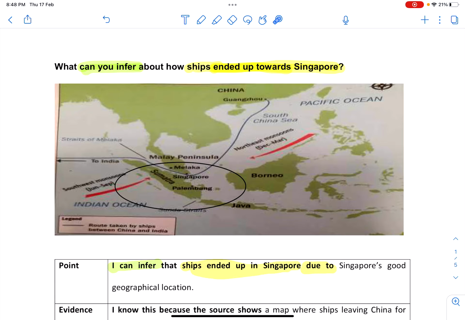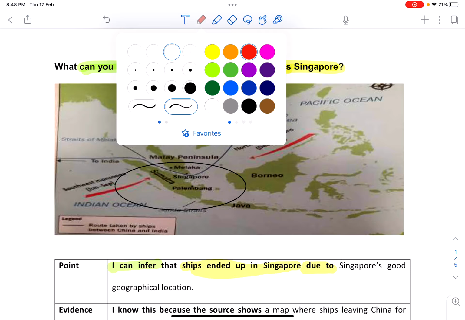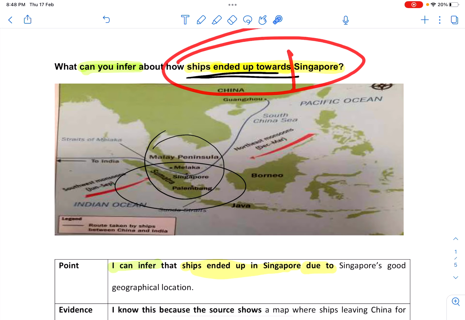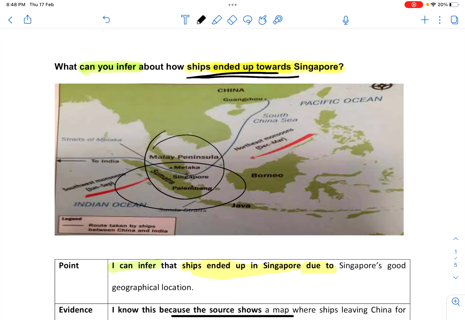So you can tell from this map here that your inference is going to be something about the winds, right? And something about the location of where Singapore is on the map. In this case, Singapore is right smack in the middle. So you can say that ships ended up in Singapore due to Singapore's good location. And whenever we talk about maps, we will use the term geographical.